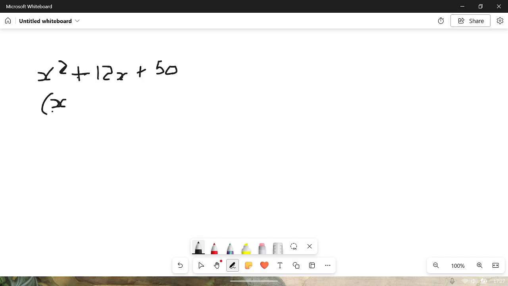The next step is to copy this sign here. So if it's a plus, like it is here, you write plus. If it's a minus, then you'd write minus. And to complete this bracket, we have to look at the next x term, 12x. And what we do here is we halve the coefficient of x, and we completely ignore the x. So what we write is 6. And that is our bracket.